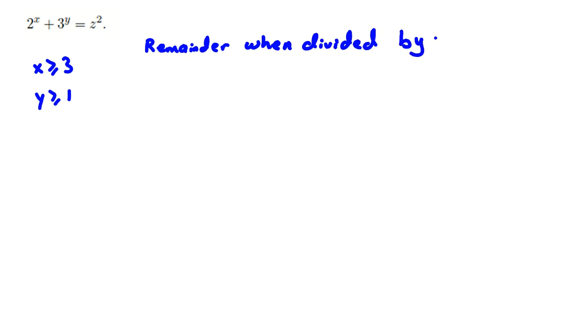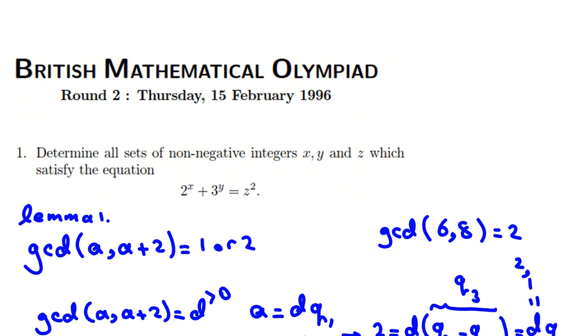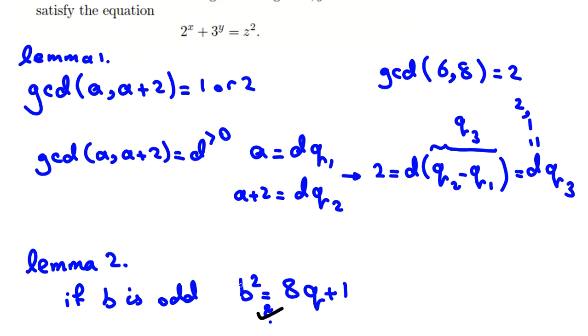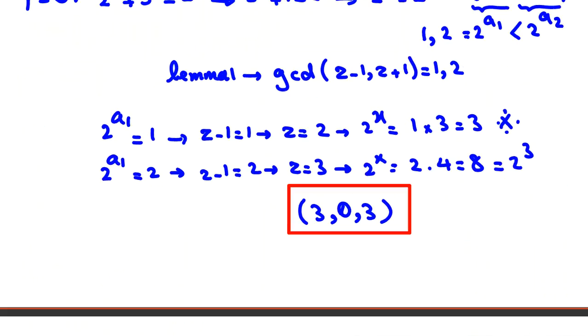So the left side is what? Because x is at least 3, 2^x is a multiple of 8. So it will be 3^y. And the right side will be z squared. I proved, let me show you here, that in lemma 2, if b is odd, b squared is 8q plus 1.